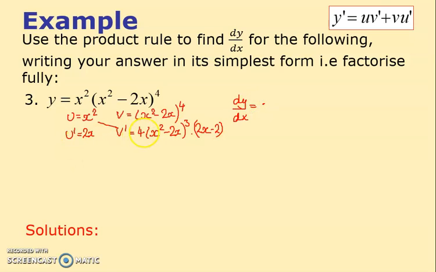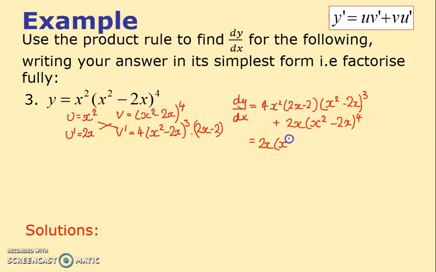Times those together when we do our dy by dx product rule. I'm going to write, well, I've got a 4 already, I've got an x squared, I'm going to write 4x squared times by that 2x minus 2 times by the x squared minus 2x cubed, and then I've got to add this one. It's 2x times x squared minus 2x to the 4. And immediately I think I can take 2x out as a common factor. I can take out that bracket to the power 3, x squared minus 2x to the power 3.